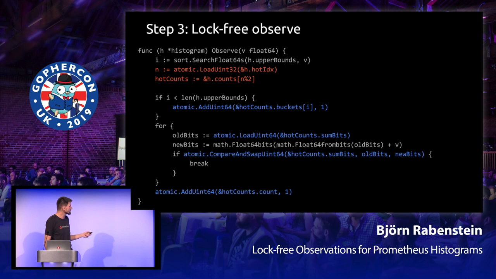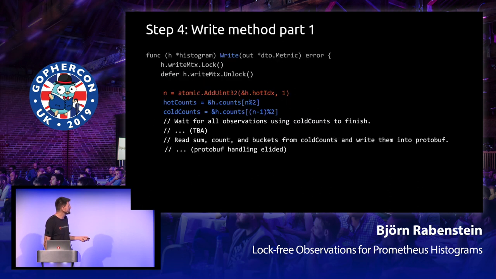But we have to take the write method from the cold counts, and this is how it works. Of course, if you only ever look at the cold counts, nothing will ever arrive there. So what you do first, you increment the hot index by 1, which makes even odd and odd even. So the first thing in write is you swap out hot and cold. The formerly hot counts is now cold and can be read, and the formerly cold counts is now hot to be used in future observations.